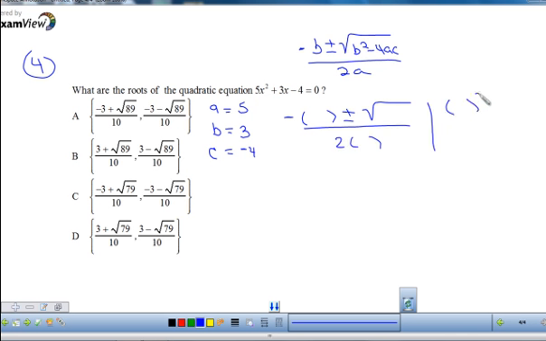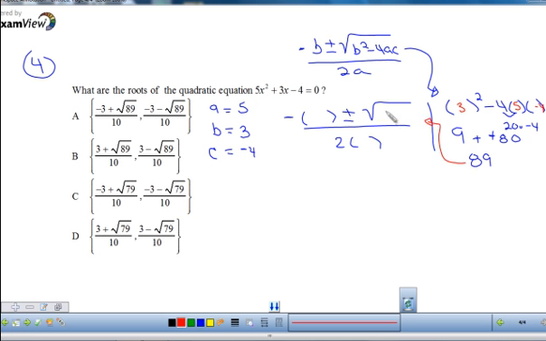So I'm going to do the inside of the square root first. So I'm going to have b, a, and c. So 3 squared is 9. Bring down your negative. 4 times 5 is 20. 20 times negative 4 is negative 80. So negative and negative make a positive. So that's 89.